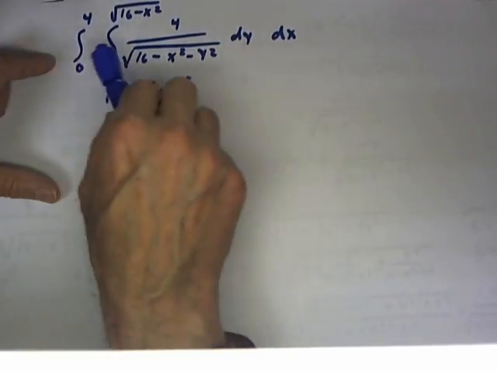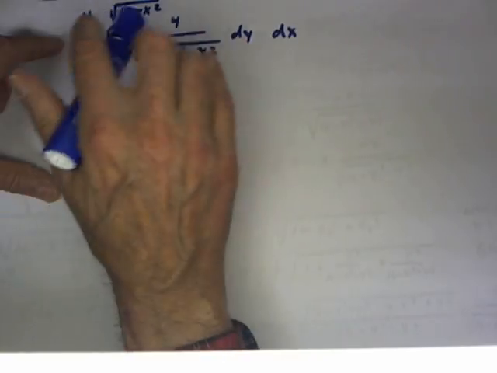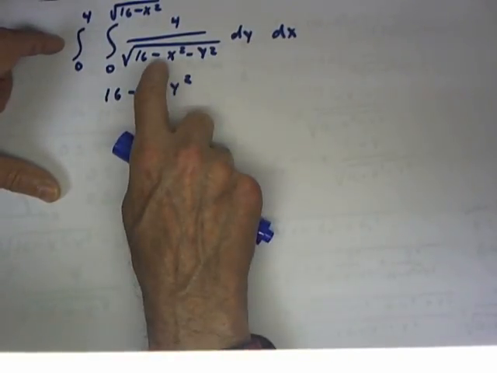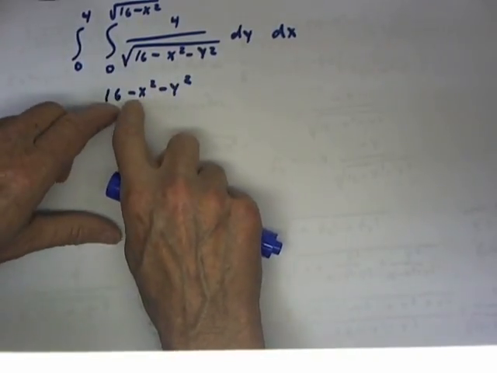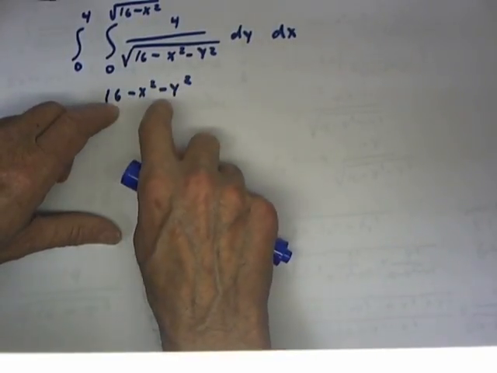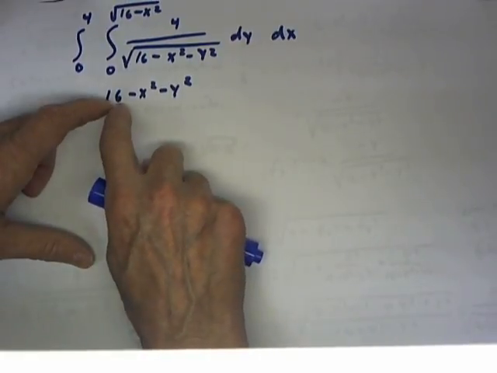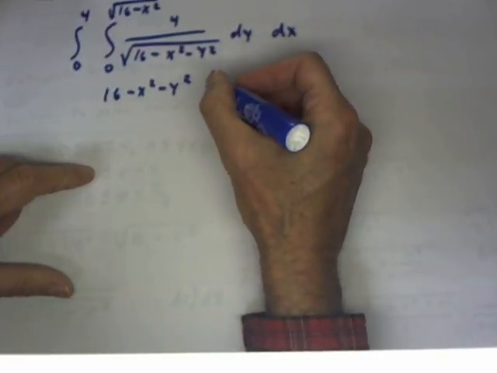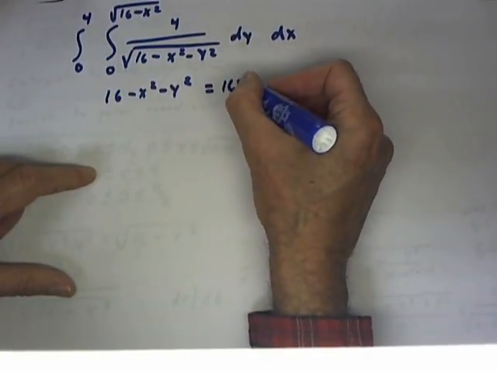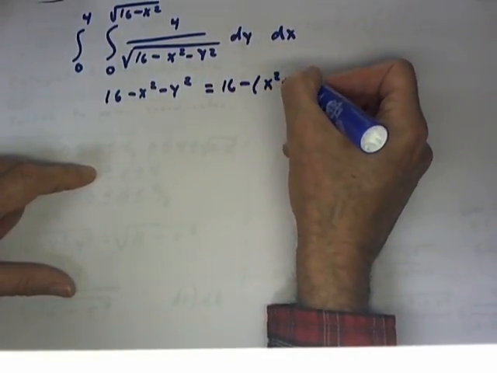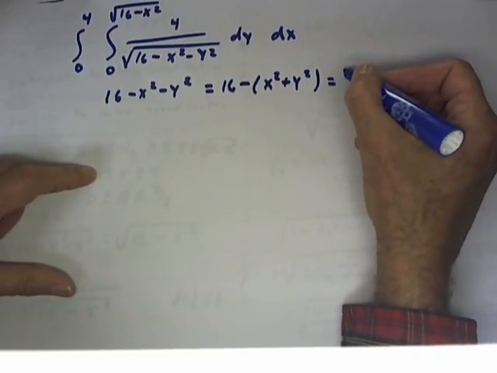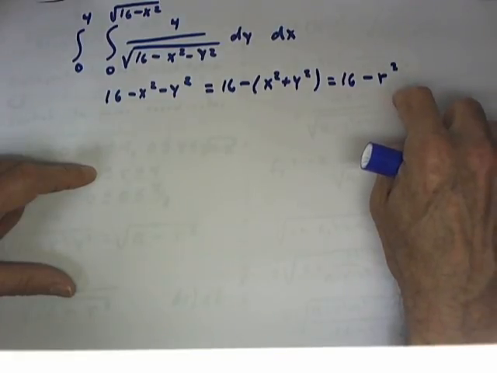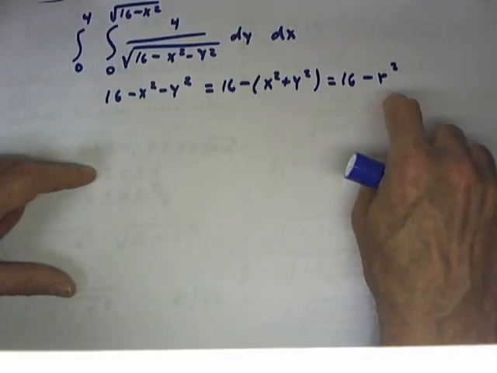Now we want to consider how we might switch this integral to polar coordinates. The motivation is that the expression 16 minus x squared minus y squared in the denominator is just 16 minus the quantity x squared plus y squared, which is 16 minus r squared in polar coordinates, so that this becomes somewhat simpler.